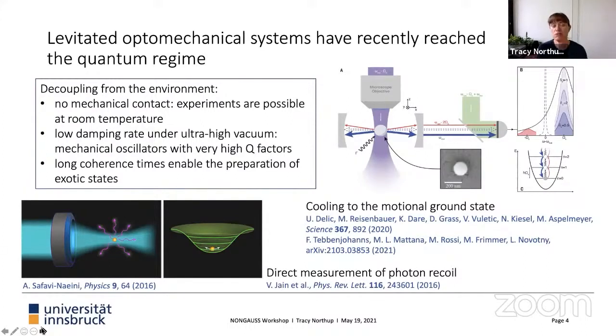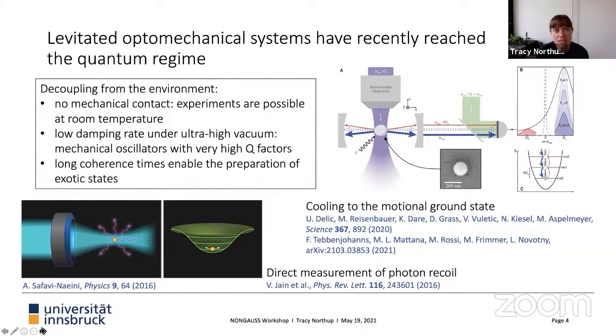So this image is from a paper from Markus Aspelmeyer's group that came out in Science last year, where you can see a particle held in a tweezer that's coming from above through a microscope objective, and that's coupled to a cavity, and that was cooled to the ground state. There's also even more recent work from Lucas Novotny's group cooling in a cryostat, but not via the cryostat, cooling optically.